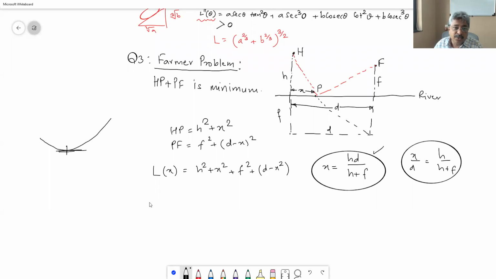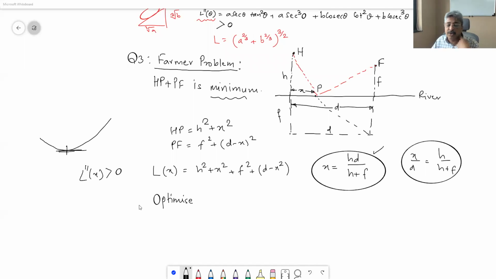Now what I have asked you, second part is optimize. Another thing you should do here is check whether the second derivative is negative or not. You need to have L double dash of x less than 0. That means you have minimized. Okay? No. L double dash of x must be greater than 0, positive. That means you have minimized.